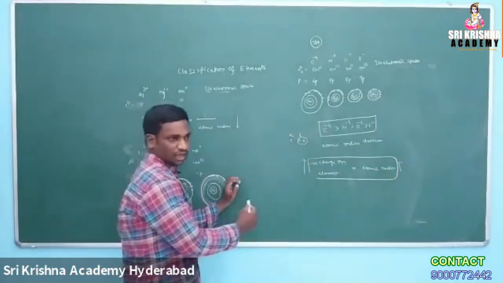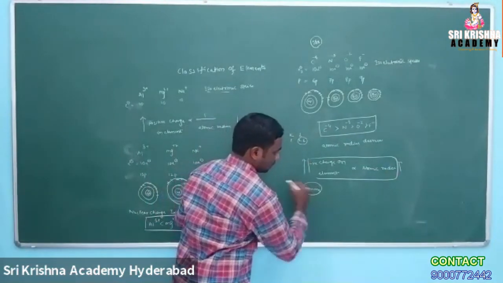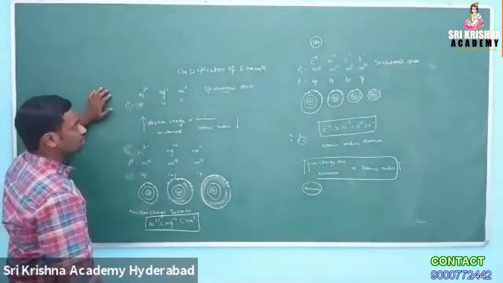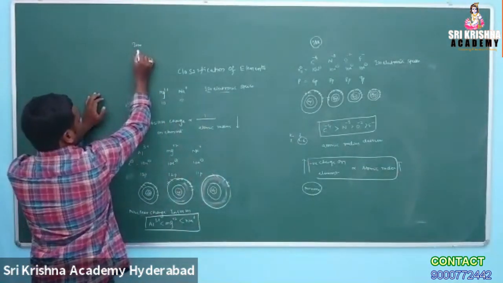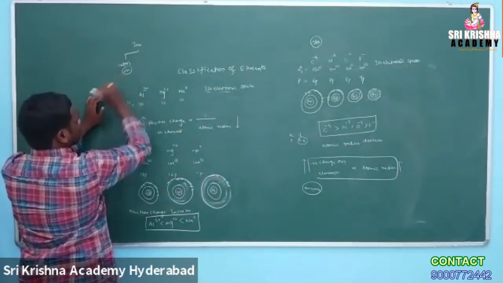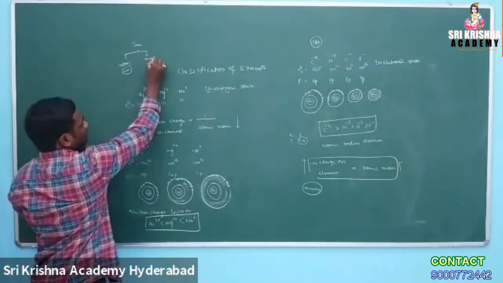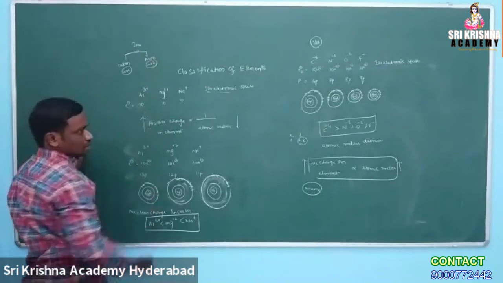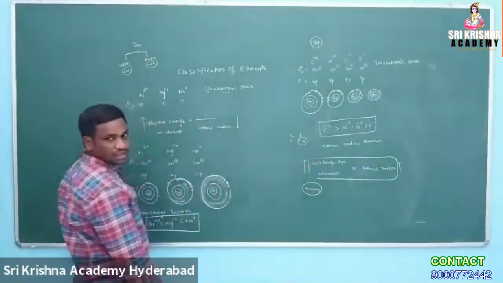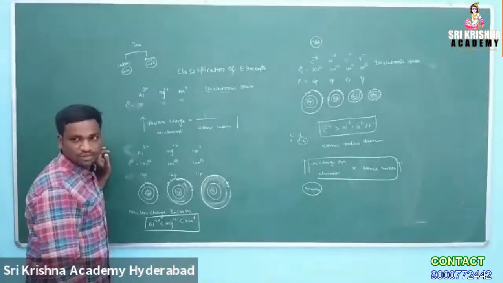Negatively charged species are called anions, and positively charged species are called cations. So ions are divided into two: cations, meaning positively charged species, and anions, meaning negatively charged species. In the case of negatively charged species, as negative charge increases, atomic radius increases. In the case of positive charge, as positive charge values increase, atomic radius decreases.